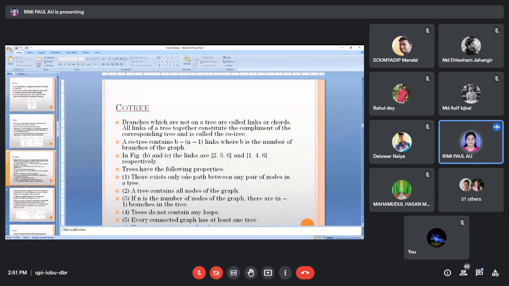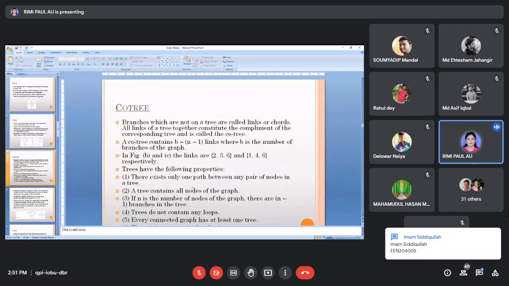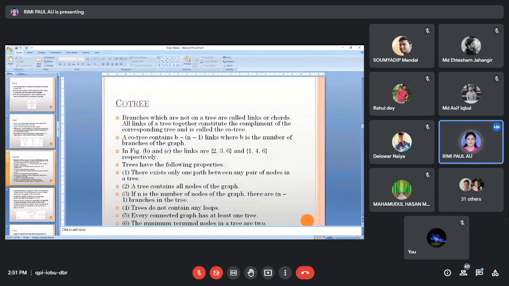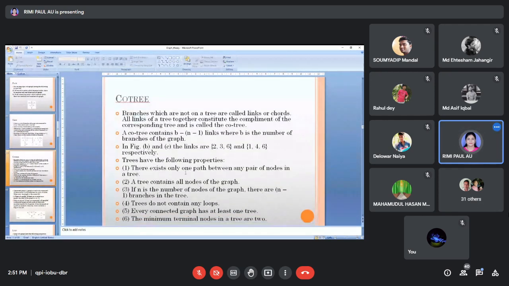So one of the properties is that only one path between any pair of nodes in a tree is present. A tree contains all nodes of the graph. These two are the main points I already discussed. If n is the number of nodes of the graph, there are n minus 1 branches in the tree. Trees do not contain any loop. Every connected graph has at least one tree. Whatever graph you take, at least one tree must be there.